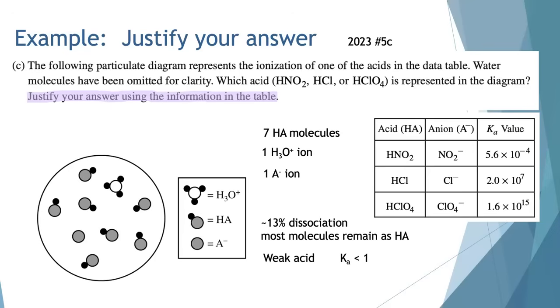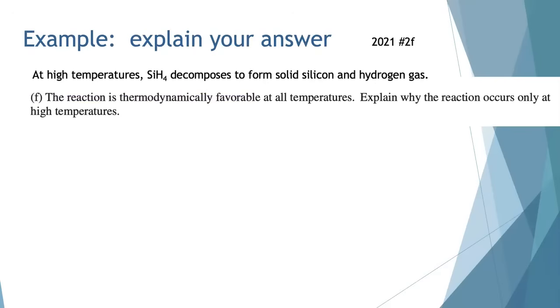I don't have to calculate the Ka value, but the fact that most of the molecules are still intact HA molecules tells me that Ka is less than 1. And there's only one acid in the table with a Ka value less than 1. And so my diagram must be representing HNO2. That's my claim. And it's the only acid in the table that's got that small Ka value that could be a weak acid.